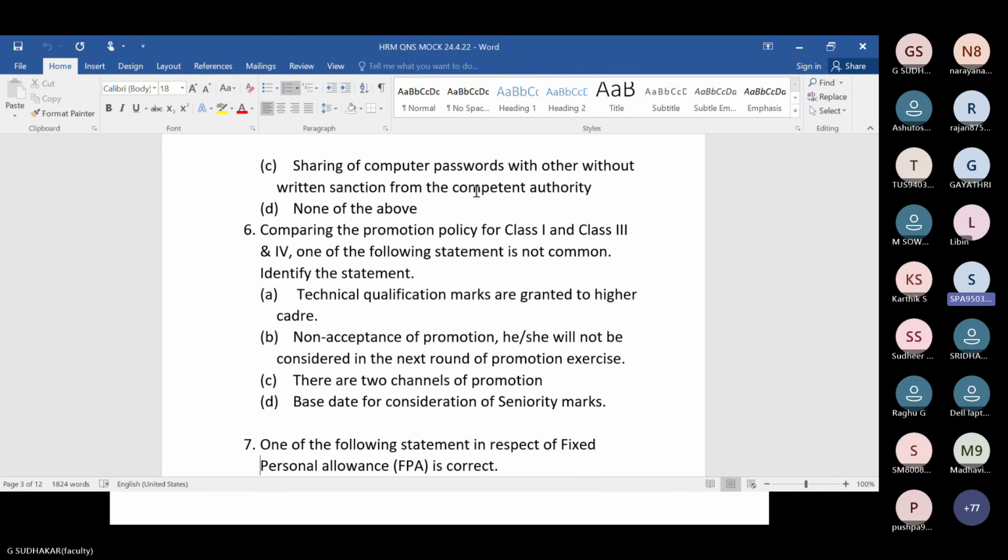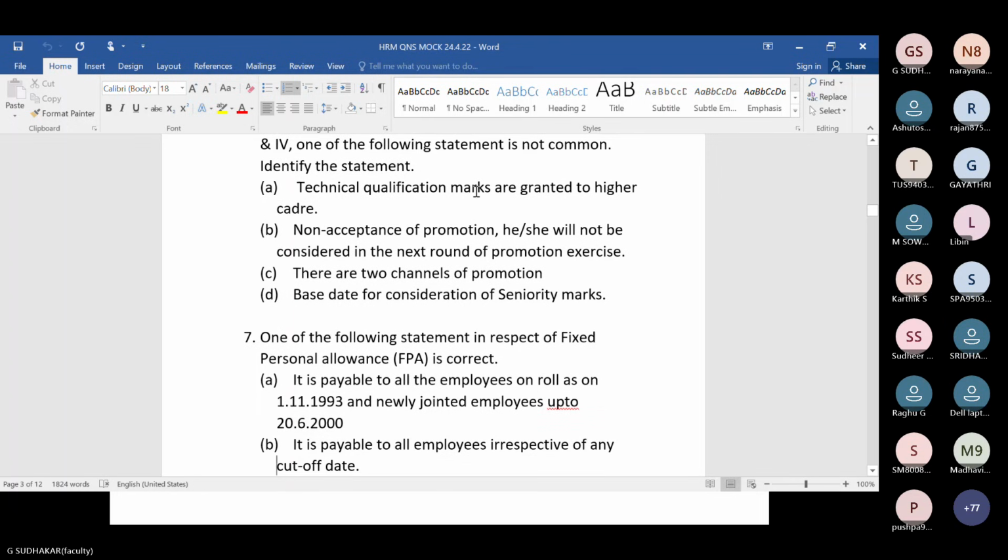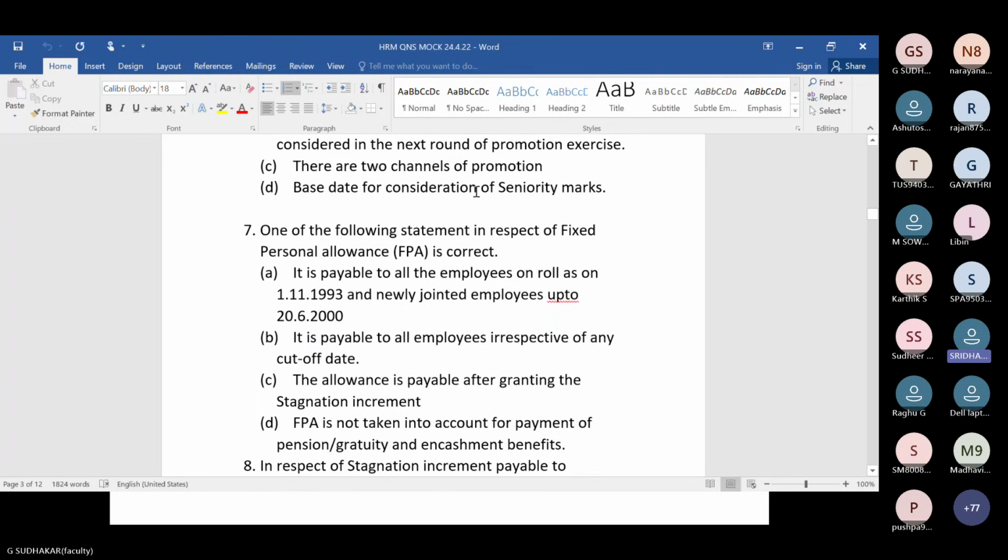A1. D. Read the question well. This statement D is not common. Base date for consideration of seniority marks is not common. Seniority marks: 31st March, but here it is 31st December. D, base date.